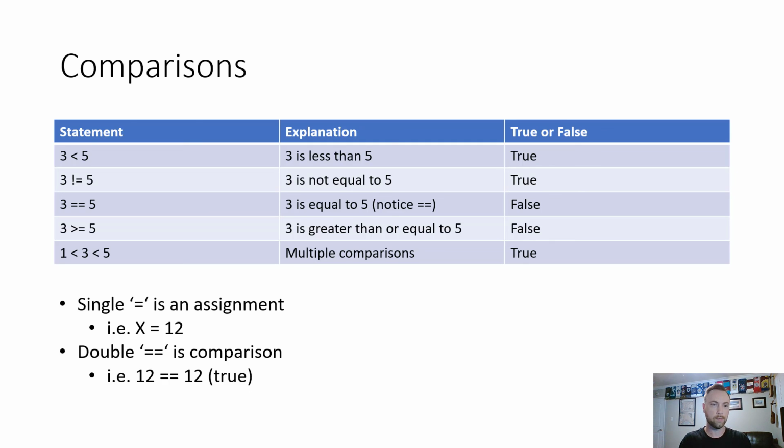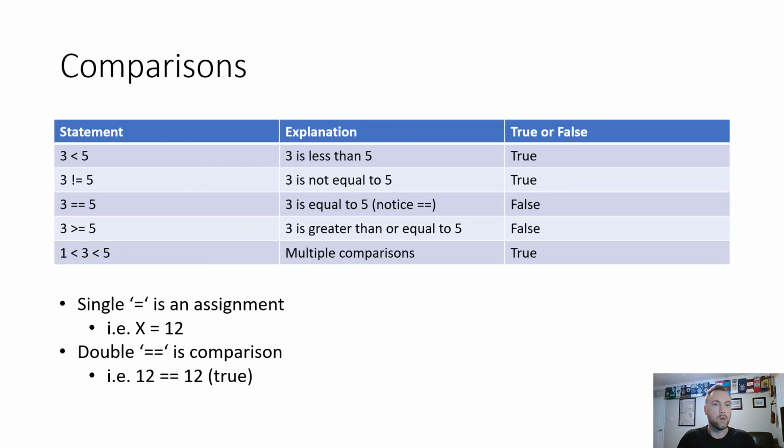And then here we have 2 back-to-back equal signs. That's telling you that it's a true-false statement of equals. Does 3 equal 5? No, it does not. So it's false. And the next example, greater than or equal to: is 3 greater than or equal to 5? No, it is not, so that's false. And then you could also do multiple comparisons. In this case, we have 1 is less than 3 is less than 5. Those are all true, so it's a true statement.